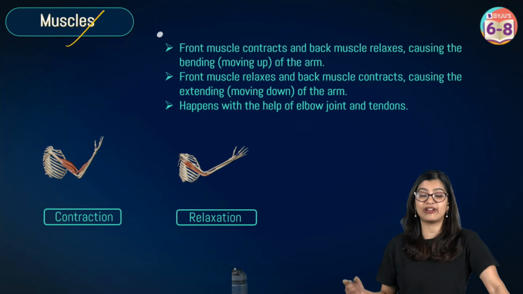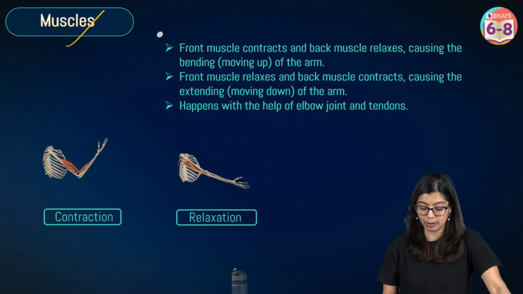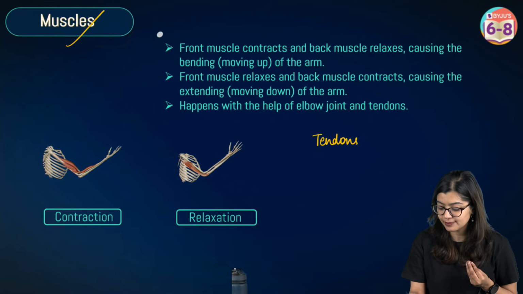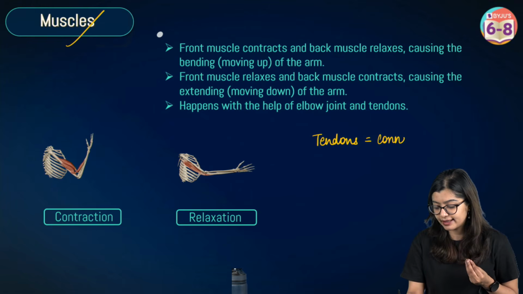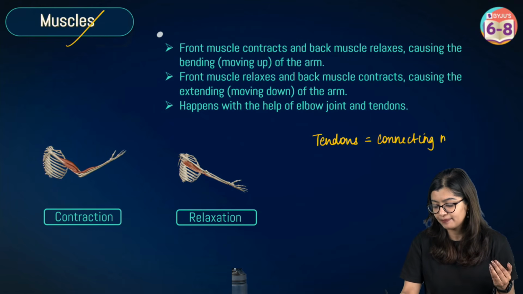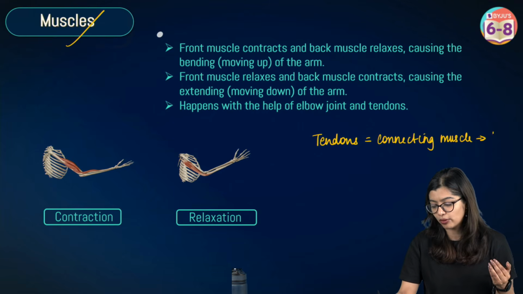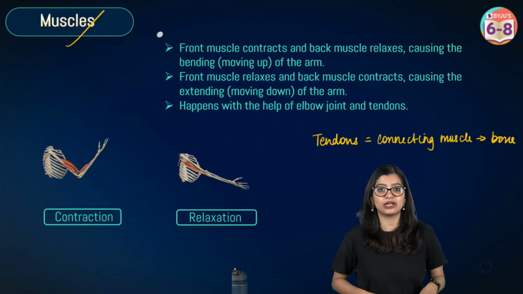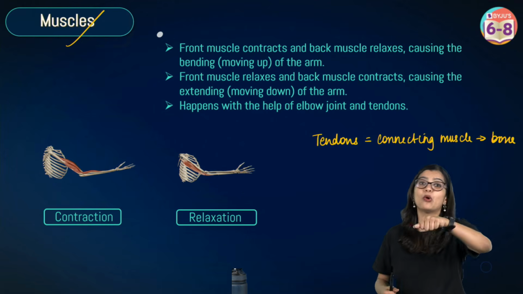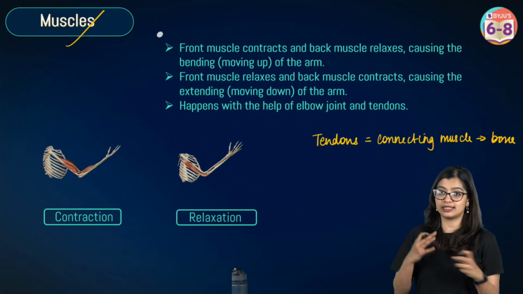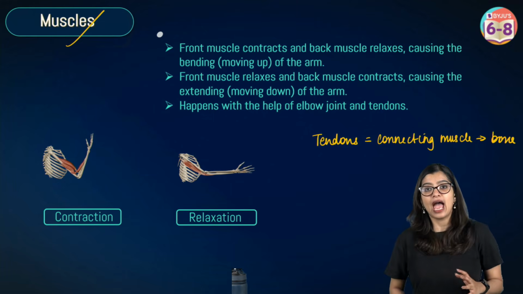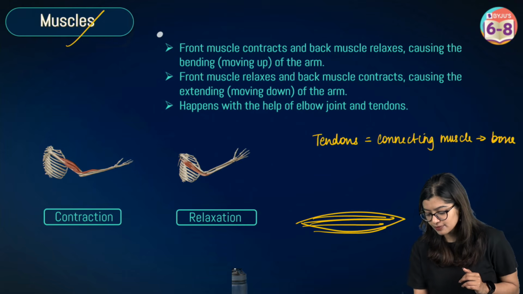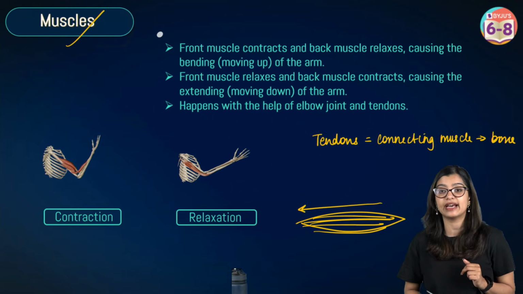So muscles are flexible structures that are attached to the bones, and they are attached with the help of structures called tendons. So what do tendons do? Tendons are responsible for connecting muscle to the bone, so they make sure that they are connected. Now, a very interesting property about muscles is that they can only pull. Muscles are made up of structures wherein they can only pull in one direction.